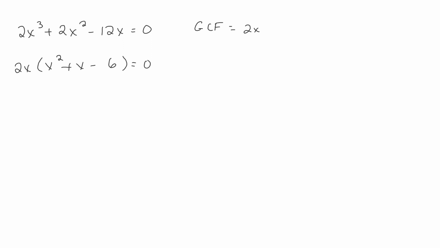So inside the parentheses, I'm just going to rewrite my 2x for now. Inside the stuff in parentheses, you do have a coefficient of 1 on the squared term. So I know I'm going to have two binomials that are both going to start with an x. But what I'm going to do now is find factors of negative 6 that add to positive 1. So I could use 6 and negative 1, or I could use 3 and negative 2.